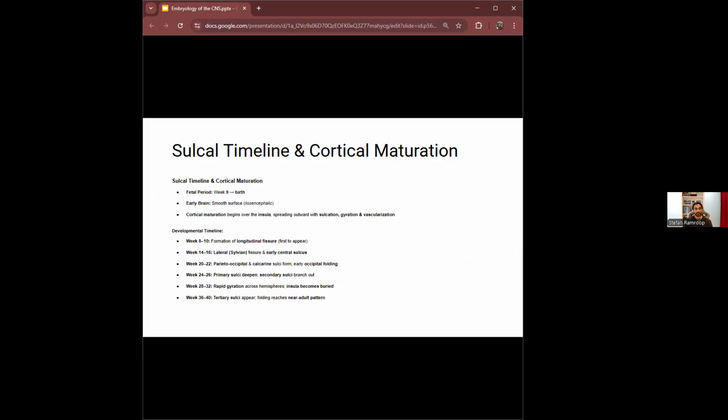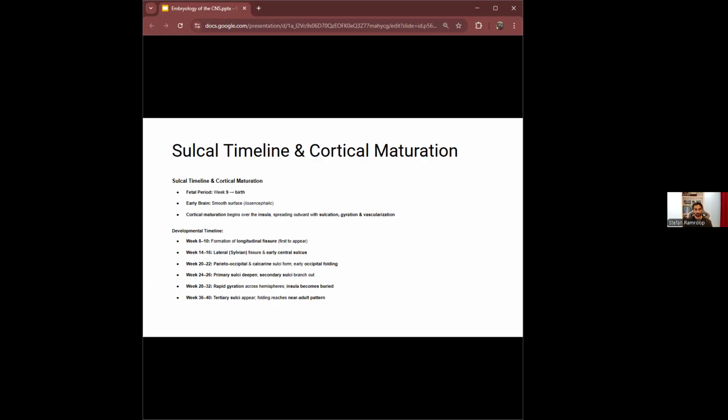With respect to sulcal timeline and cortical maturation, by the start of the fetal period, around week 9, the brain surface is completely smooth, or lissencephalic. But over the following months, cortical growth is going to increase rapidly, and it's going to give rise to your sulci and gyri as they begin to form. This process is cortical maturation, and it starts deep in the insula and spreads outward across the hemispheres. And it's driven by three parallel events: neuronal migration, expansion of the cortical gray matter, and increased vascularization to support that metabolic demand.